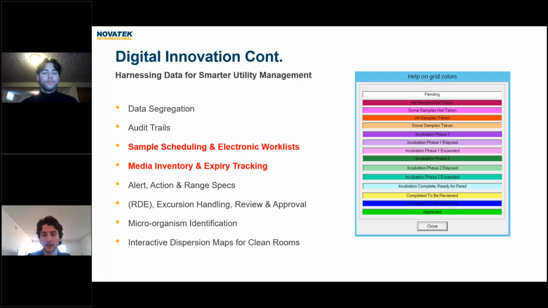There's some media inventory and expiry tracking as well. So media and other materials are critical during the utility monitoring process. Automating the usage and tracking of media and materials is a vital improvement. The digital solution has an integrated inventory tracking feature for all media, which eliminates the need for manual logbooks and manual tracking of media, inventory amounts, growth promotion testing, expiration, and ultimately prevents users from utilizing expired media, right?